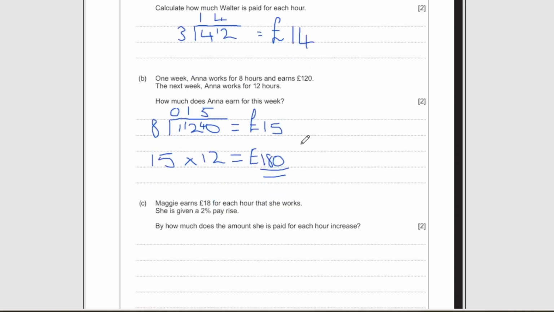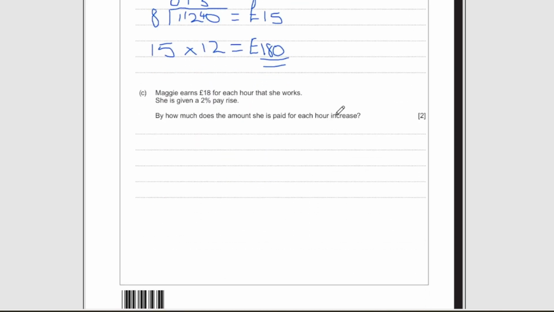Question C, 9C. Maggie earns £18 for each hour that she works. She's given a 2% pay rise. By how much does the amount she is paid for each hour increase? So she earns £18 for each hour that she works. So we need to work out 2%.